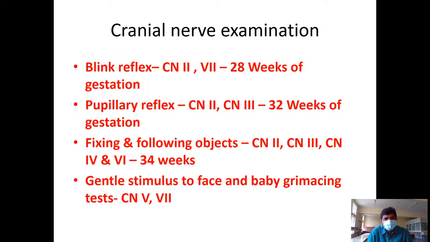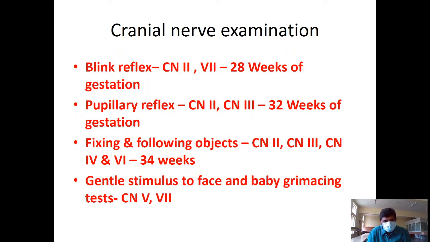Then fixing and following objects. So with fixing, when you throw light or show some objects, they usually fix on that object and they follow that object. So with that, you can successfully test cranial nerve 2, that is optic, oculomotor, trochlear, and abducens. So basically, you assess the extraocular movements of the eyeball. This fixing and following objects is established at 34 weeks of life.